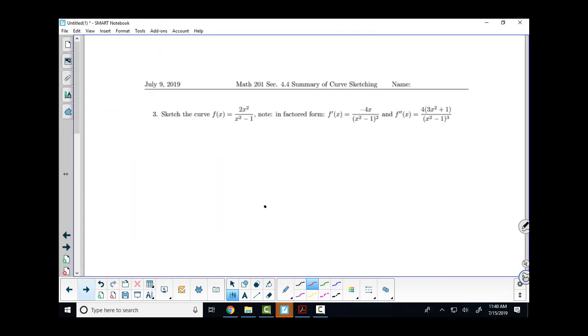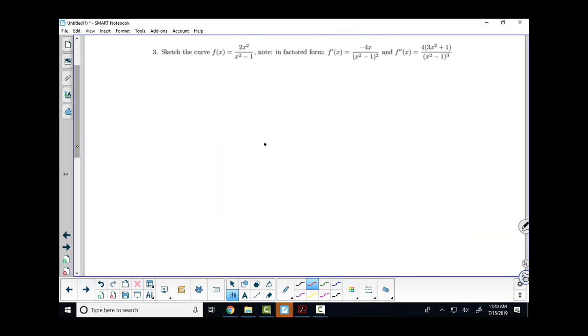All right, so let's go ahead and do number 3 here. Notice that for number 3, if this were a test question, I feel like finding the first and second derivative can be time consuming. Specifically, putting the second derivative into factored form can take a lot of time. So I went ahead and did that for you. All right, let's graph this thing.